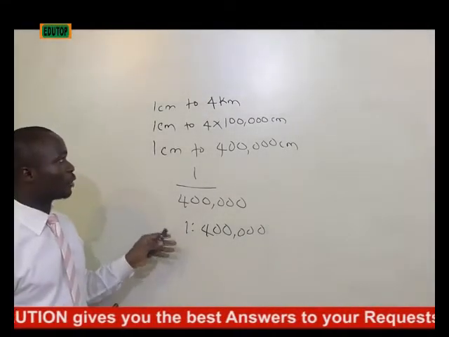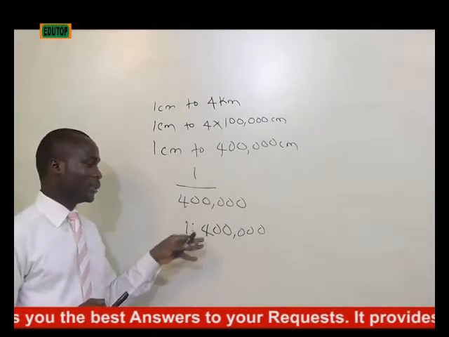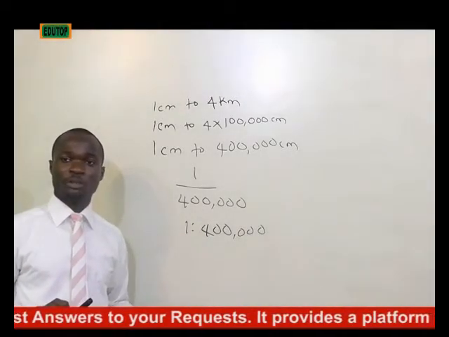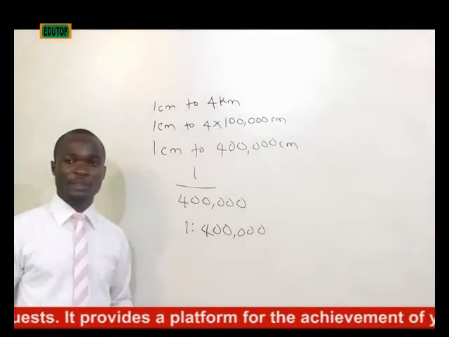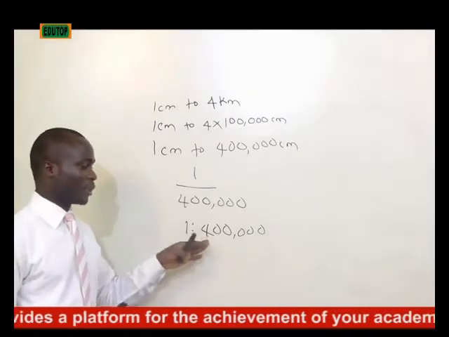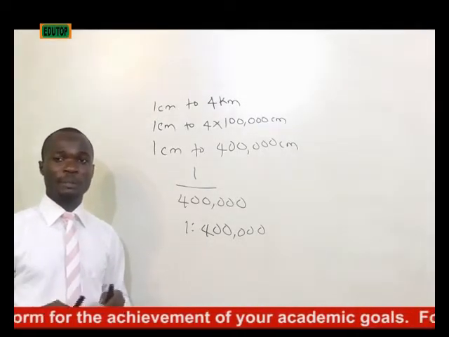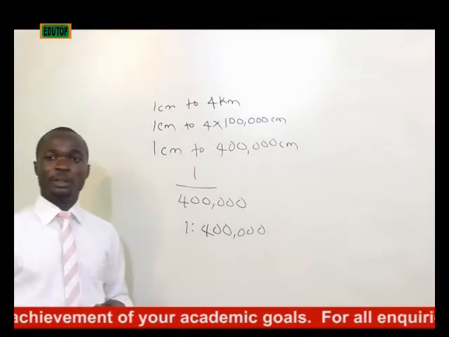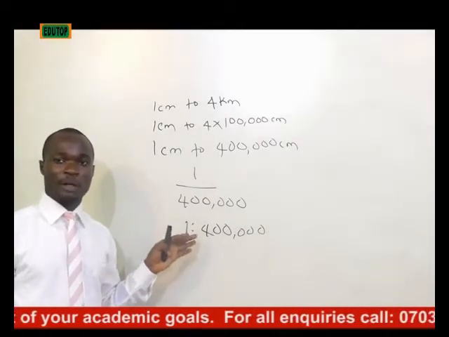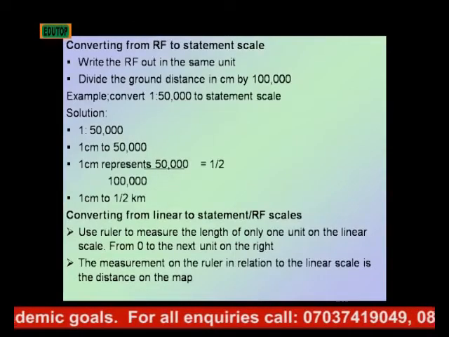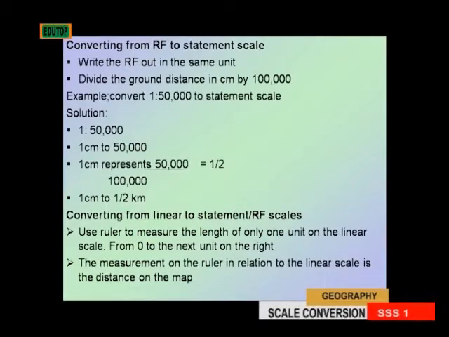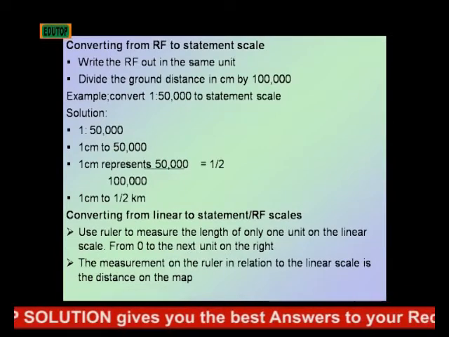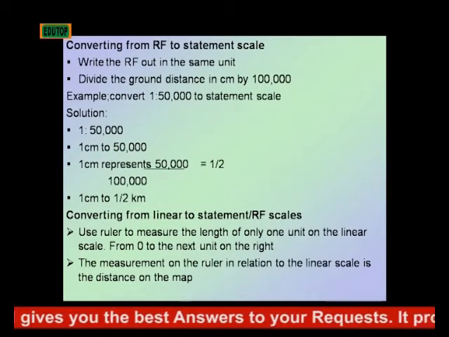So that is how to convert from the statement scale to the representative fraction scale. Now, it's also possible to convert from a representative fraction scale to a statement scale. And the procedure is as follows. The first thing you do is to write out the representative fraction in the same unit, just like we did previously. Then you divide the ground distance in cm by 100,000.